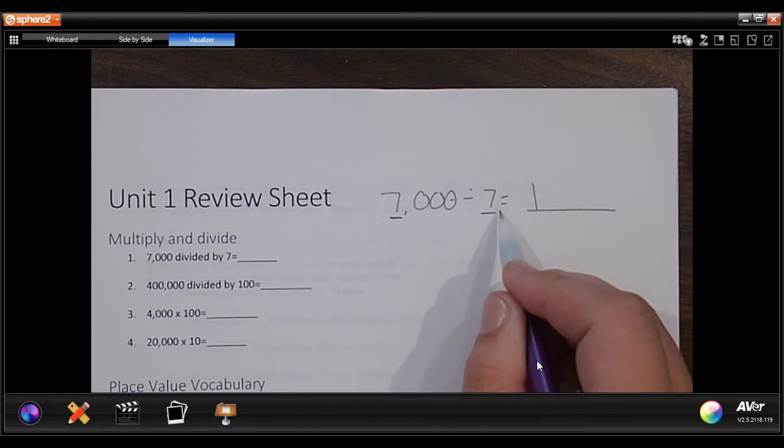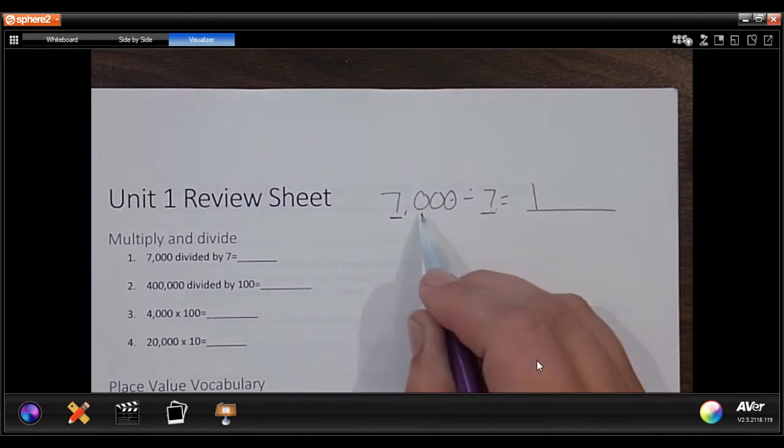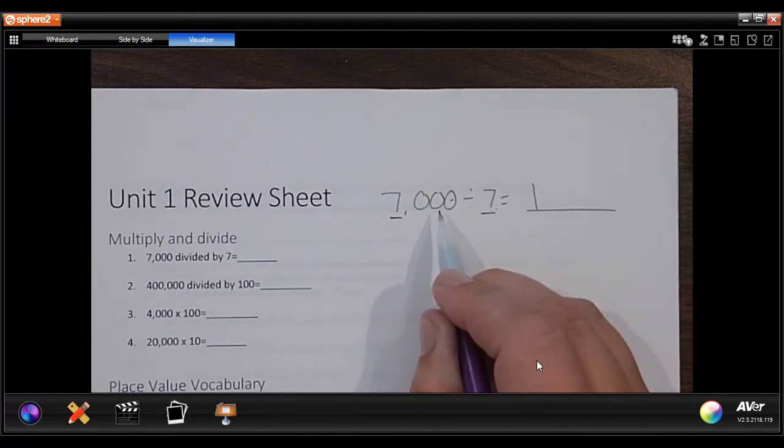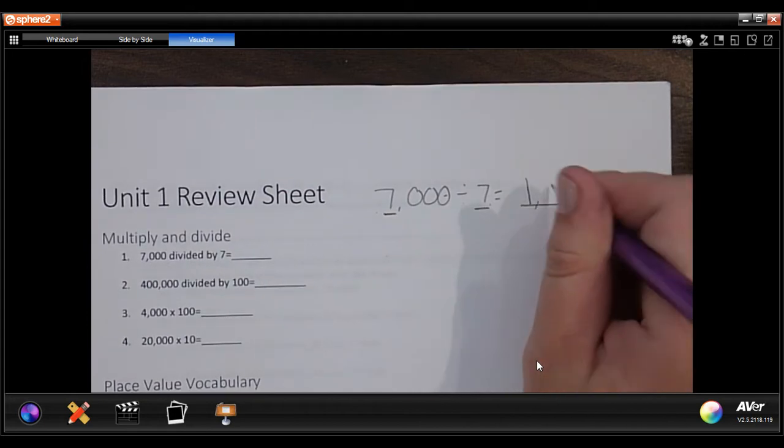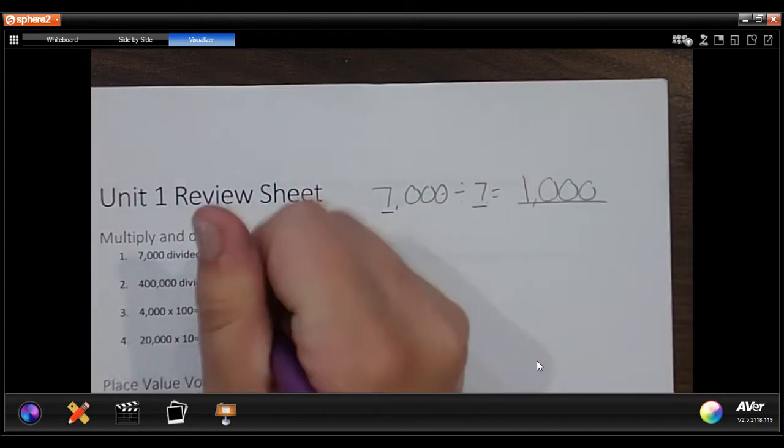Next, since I don't have any zeros here, I'm not going to cross any out. So it stays in the same place value. So our answer would be 1,000.